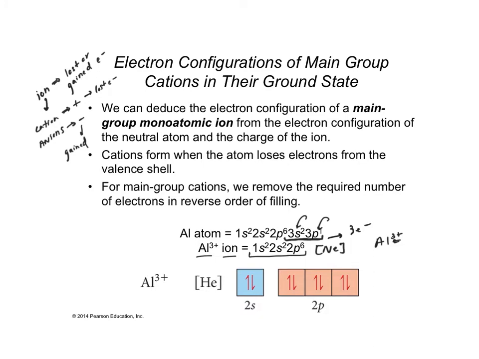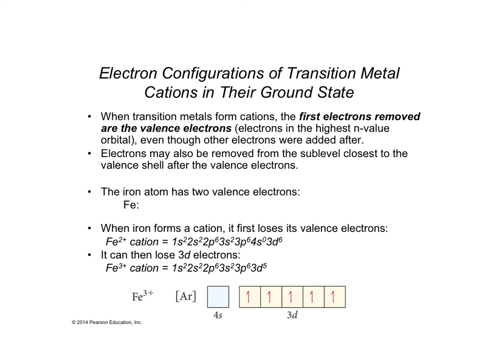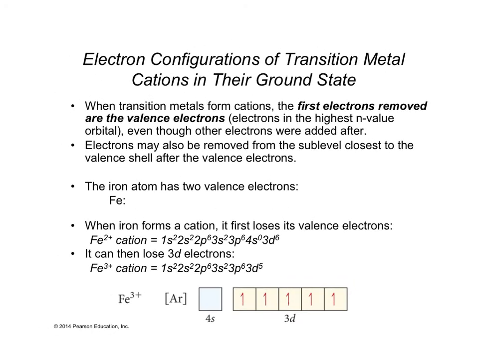The difference, so again, we're going to remove them in the reverse order that we put them in for main group. Now, the difference comes in with respect to transition metals. In transition metals, instead of removing them in the reverse order of how we put them in, we're going to remove them from the valence shell first, right? So for example, iron, which I already drew out a little bit ago. It had an electron configuration of argon, and then 4s2, 3d6.